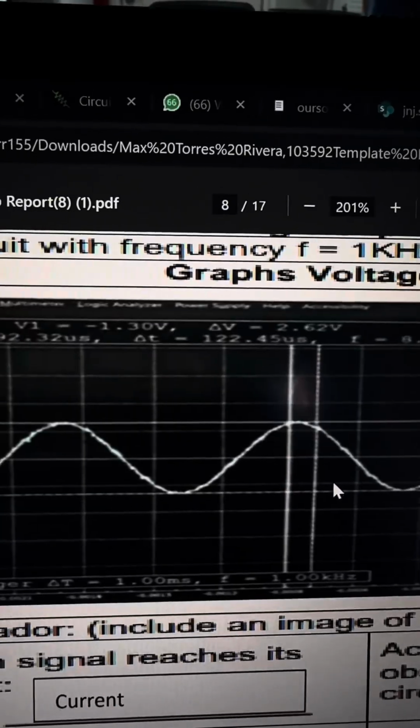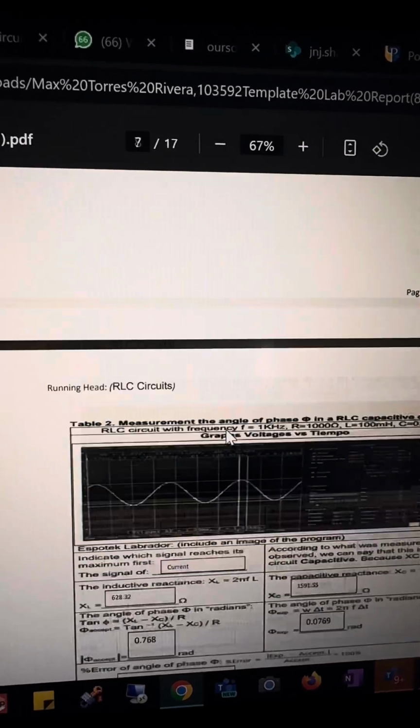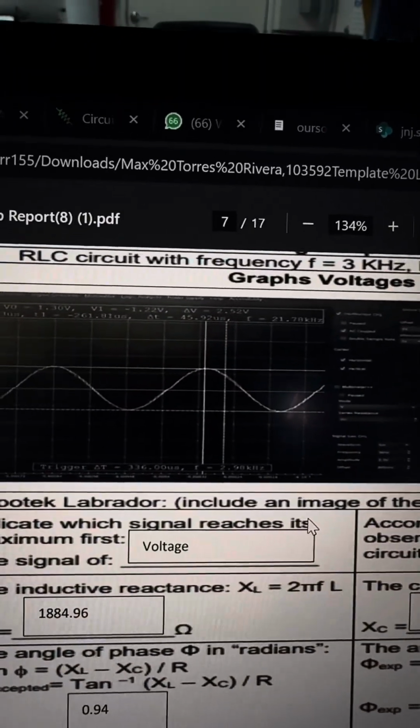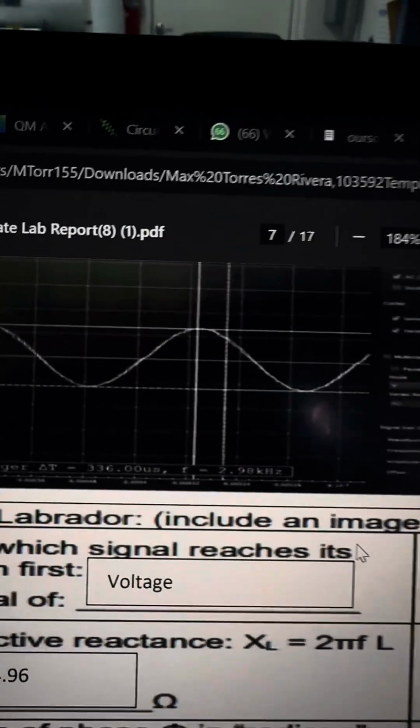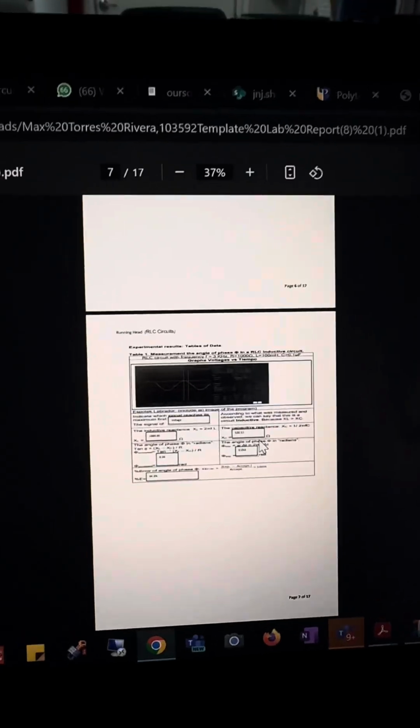You see that we have the 1 kHz, 1000 hertz. And for data table 1, we have the 3 kHz, or 2.98 to be exact, 3 kHz. That's the first part of our lab. Now we go to the second part.